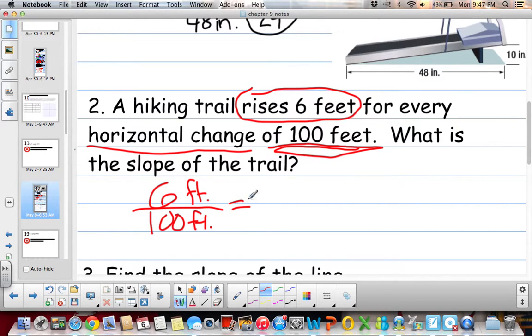We can simplify. 6 divided by 2 is 3. 100 divided by 2 is 50. So our slope then is 3/50.